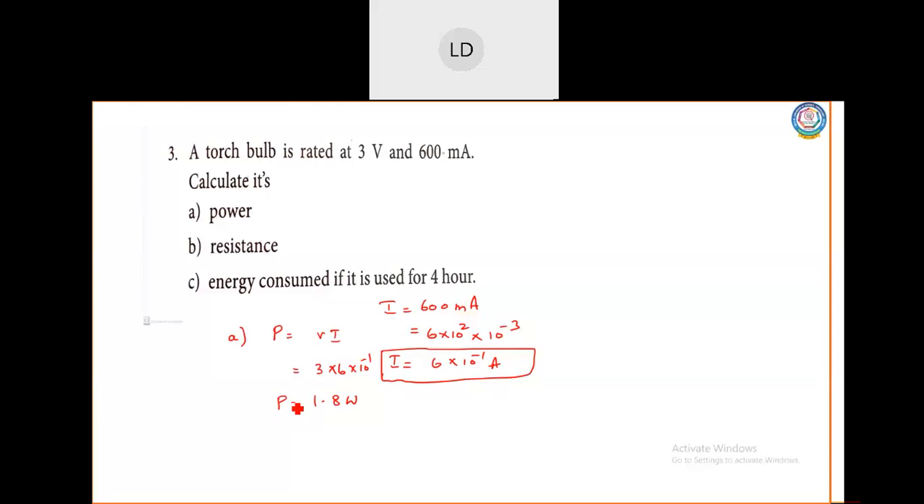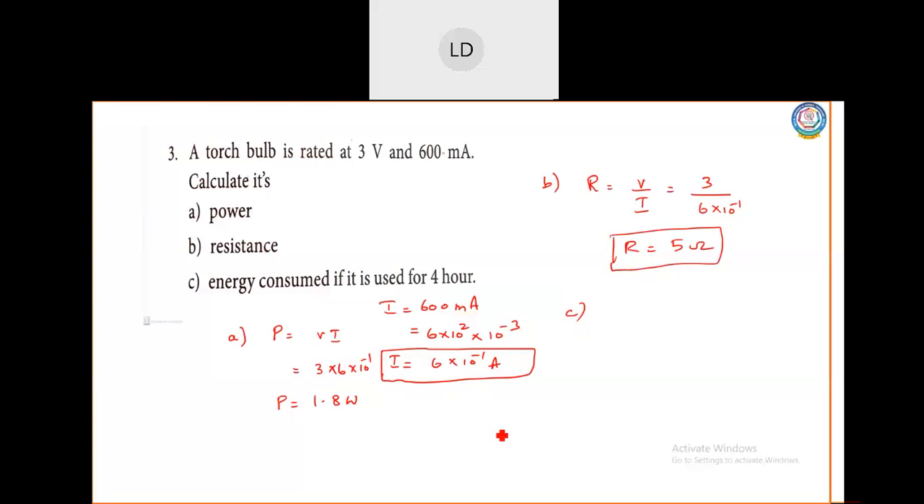Then the second one is resistance. What is the formula for resistance? Resistance is equal to V by I. Again substitute for V as 3, I as 6 into 10 power minus 1. So when I simplify this, again I'll have the answer. Here 3 by 6 is 1 by 2. 1 by 2 is 0.5. When I take this 10 power minus 1 to the numerator, it becomes 5 ohm. So the resistance is 5 ohm here. Okay, direct substitution of the formula.